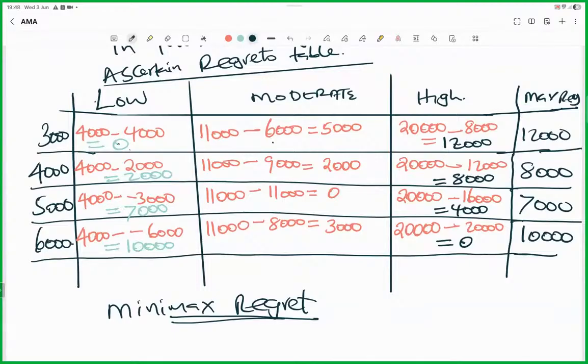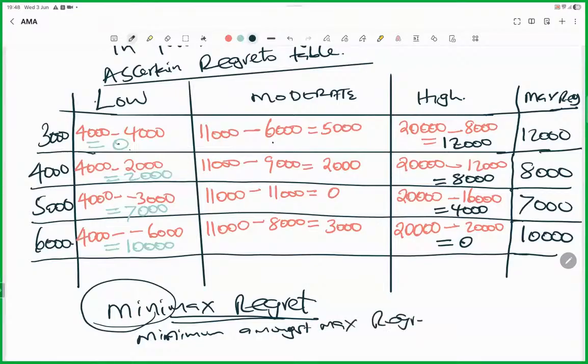You times by probability on the EMV. You go for the minimum. So that's about minimax. First you get maximum regrets, and then how to optimize to choose the best one. Now you go for the minimum. Yeah, minimum amongst maximum regrets is what? Yes, 7,000.